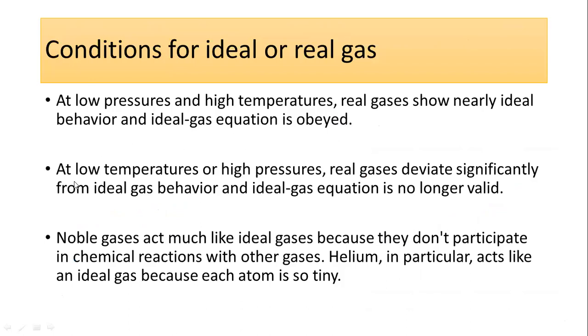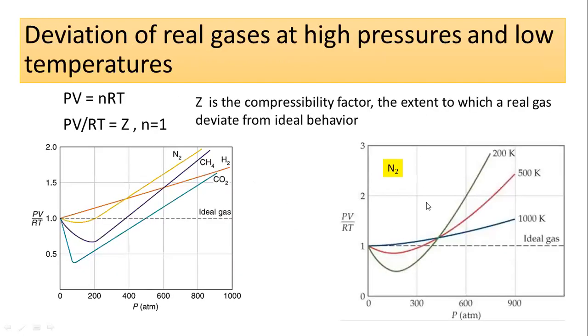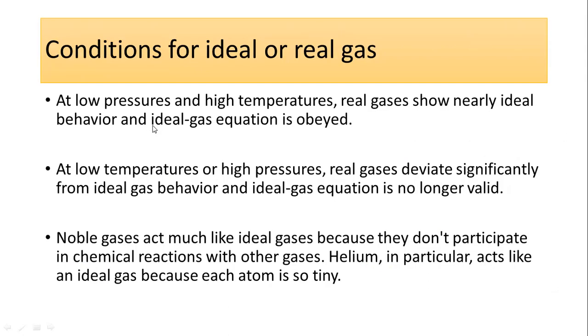If it is reversed, that means at low temperature and high pressure, opposite to the first point, then real gases deviate significantly from ideal gas behavior, and the ideal gas equation is no longer valid. If the pressure is high and the temperature is small, there is more deviation. And when there is more deviation, the ideal gas equation is not going to be valid, and we need another gas equation for real gases, which I will explain in the next lecture.